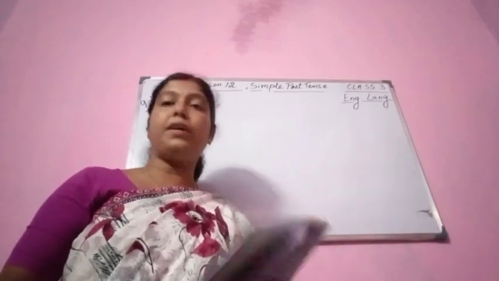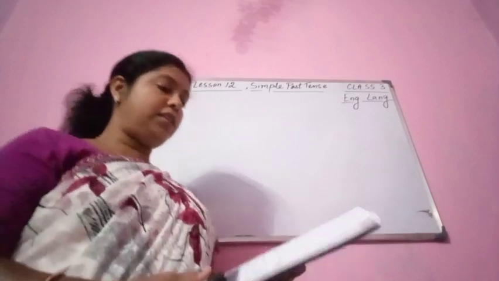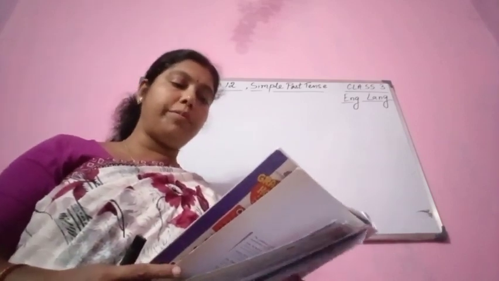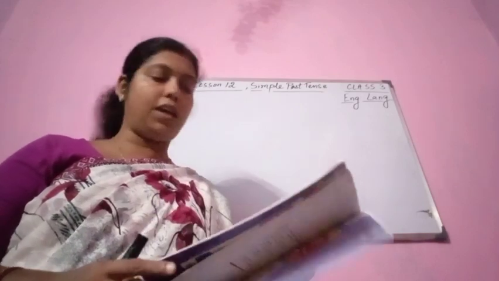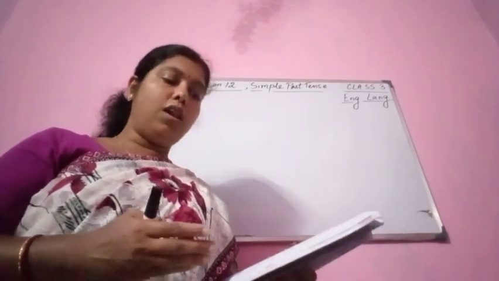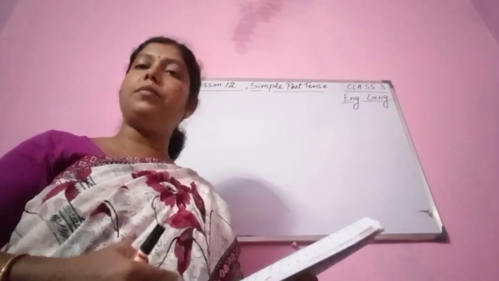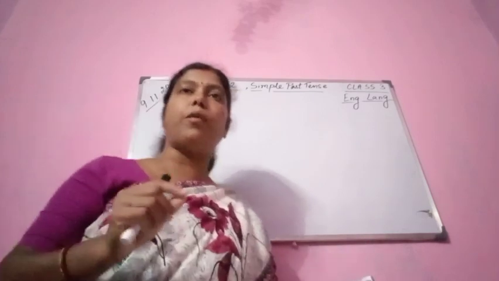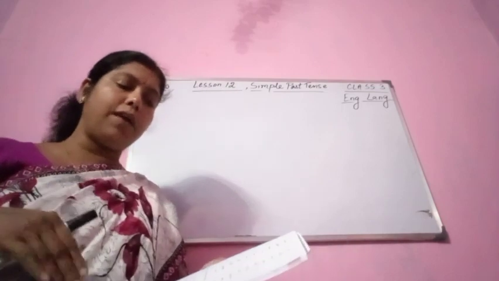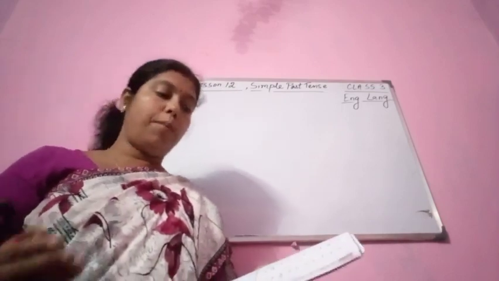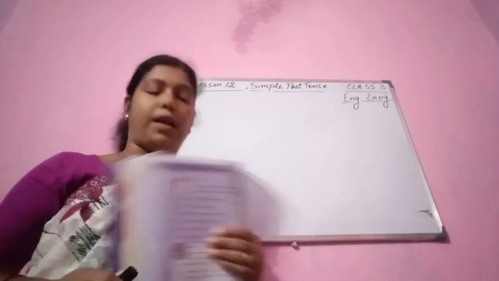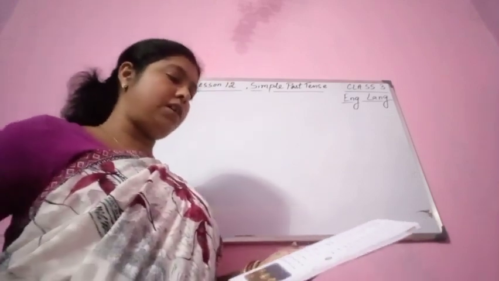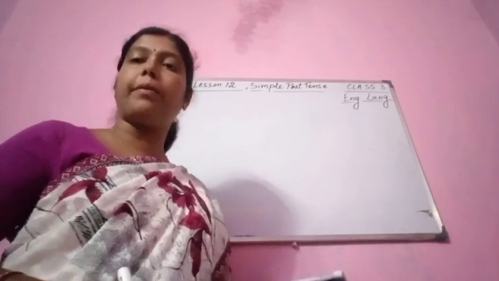So today we are going to do exercise B. This is: fill in the blanks using the simple past tense forms of the verbs given in the brackets. Here all the verbs are given in the base form, that is V1. We have to change it into the simple past tense. Fill in the blanks using the simple past tense forms of the verbs given in the brackets.